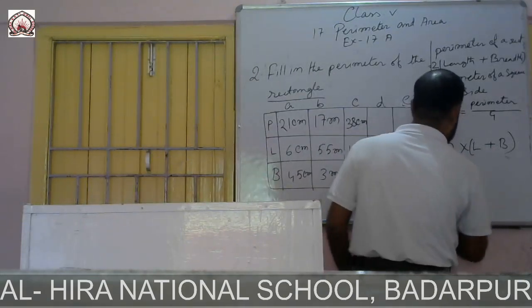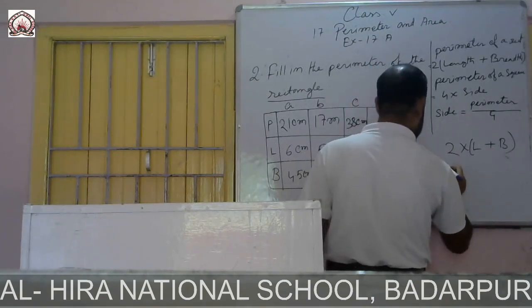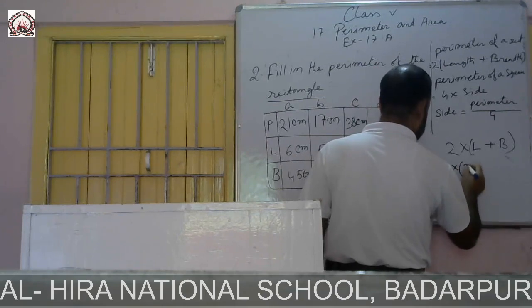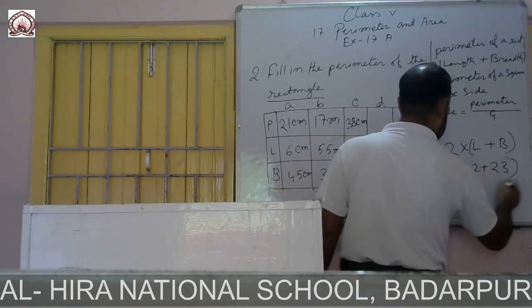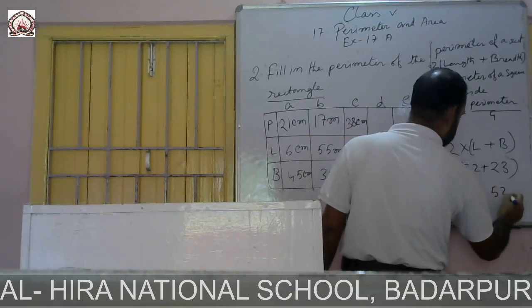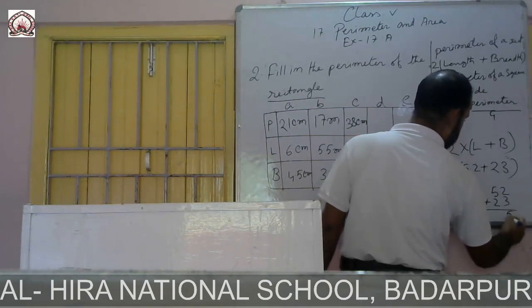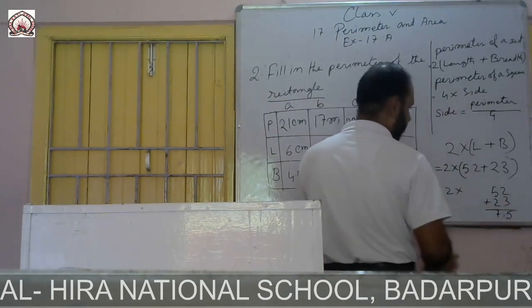Length equal to 5.2. 2 into length equal to 5.2 plus breadth equal to 2.3. Now 2 into 5.2 plus 2.3. 2 plus 3 is equal to 5, 5 plus 2, 7. 7.5.